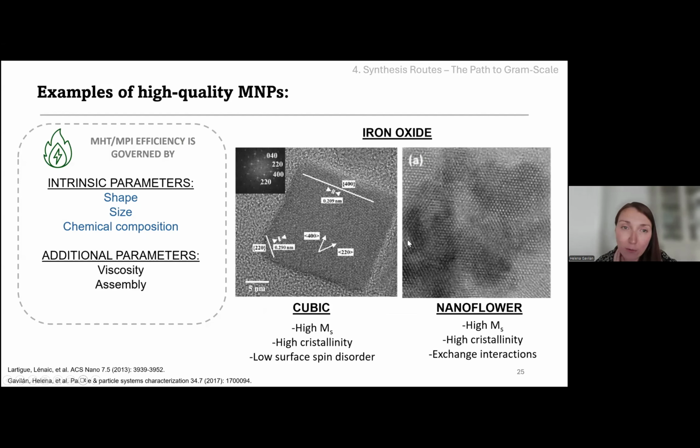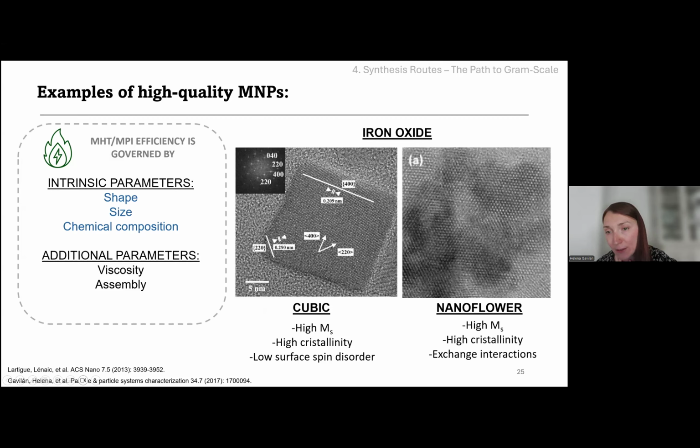So now I'm going to focus on two examples of magnetic nanoparticles that have very interesting features for MPI and magnetic hyperthermia: nanocubes and nanoflowers. Why do they have a nice magnetic feature? What nice magnetic features do they offer? They have high saturation magnetization, high crystallinity, and in the case of the cubes, low surface spin disorder, given the shape. And in the case of the nanoflowers, this would be a nanoflower.